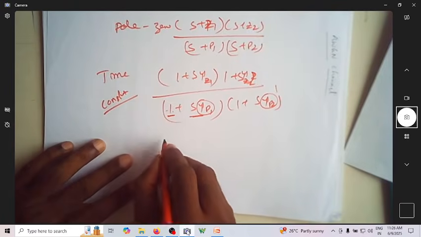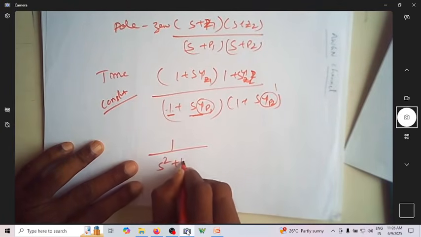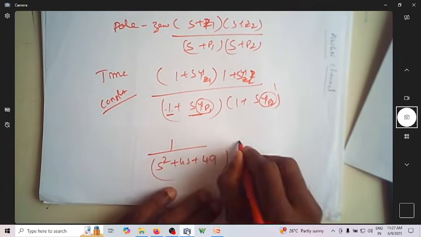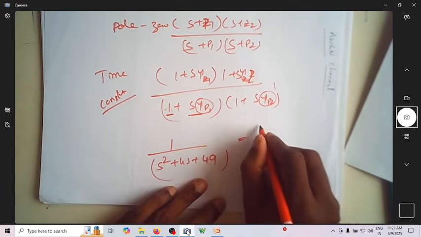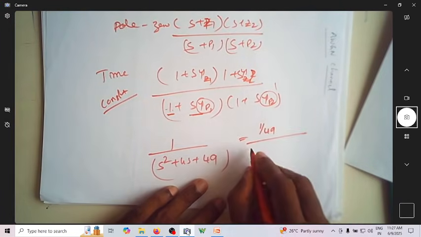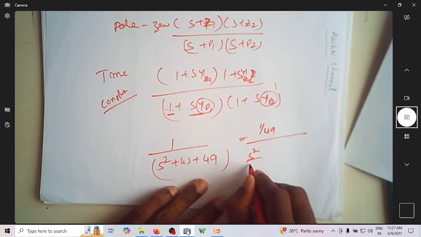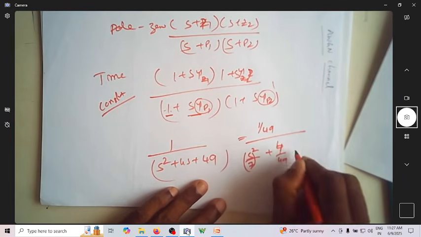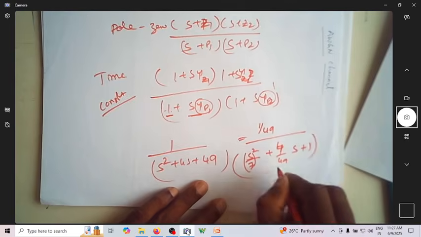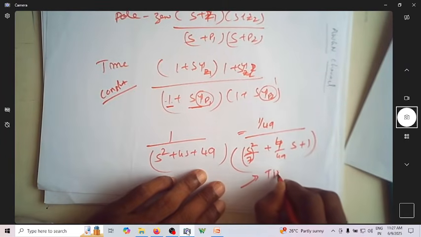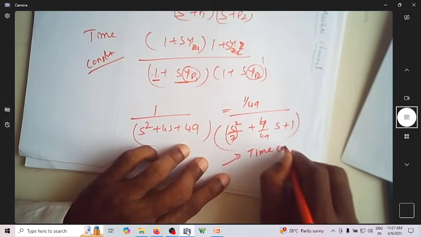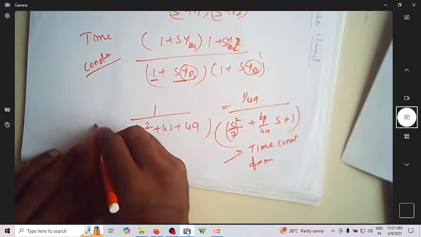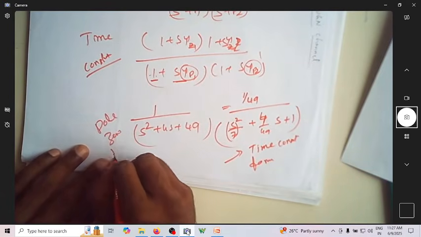In the case of a quadratic term, assume that you have something like s square plus 4s plus 49. This is the pole zero form. To write its time constant form, you have to take out this 49 outside, then this becomes 1 by 49 times (s square by 7 square plus 4 by 49 into s plus 1). This is the time constant form of a quadratic term, and the earlier one is the pole zero form.